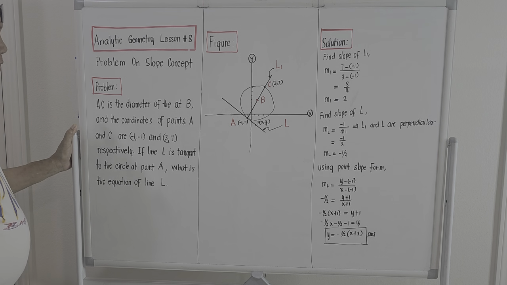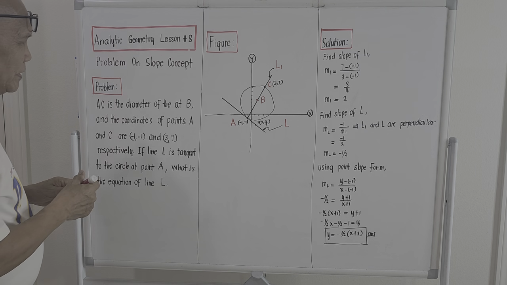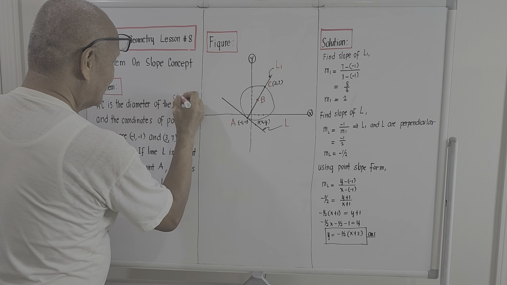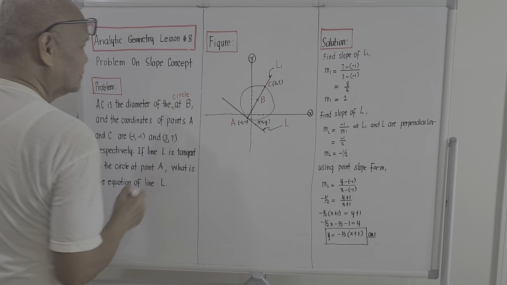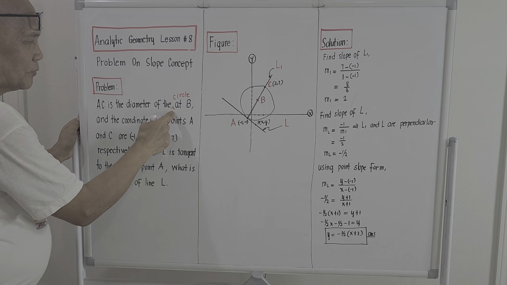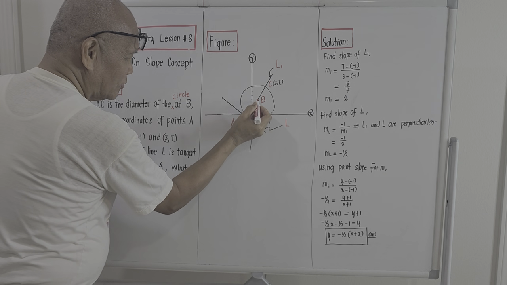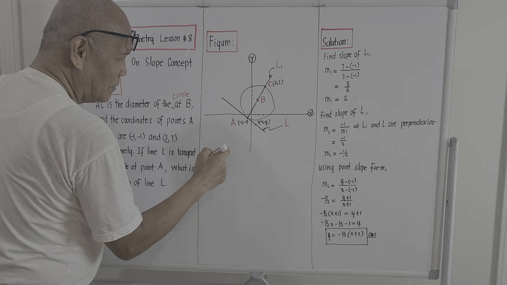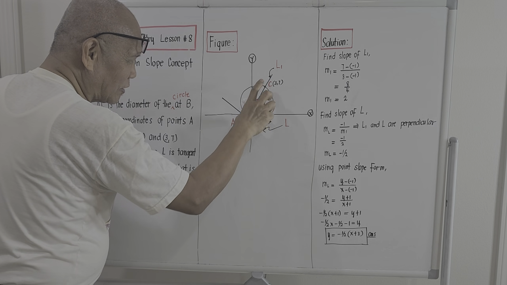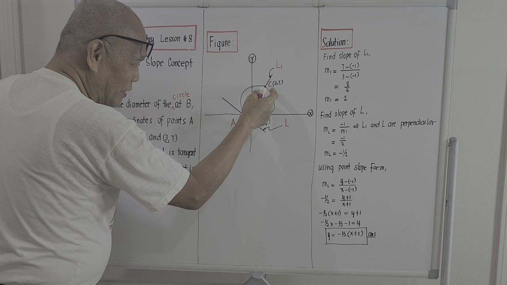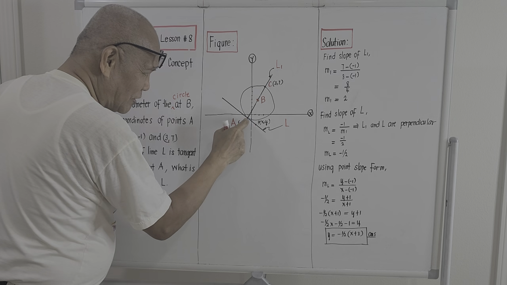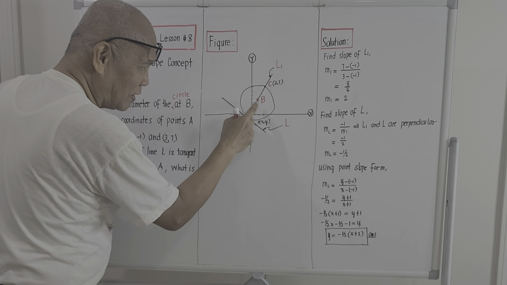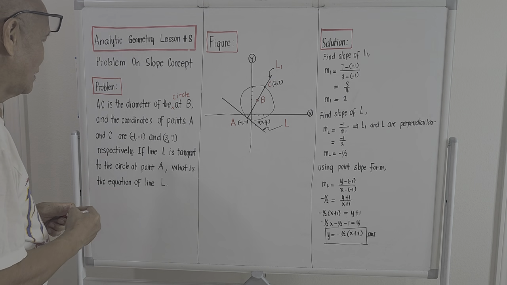AC is the diameter of the circle. Sorry, this should be a circle. There is a circle here. AC is the diameter of the circle, and the center of the circle is point B. According to the problem, AC is the diameter. So we got a circle here. The distance from point A to point C is the diameter, in which the center of the circle is at point B.